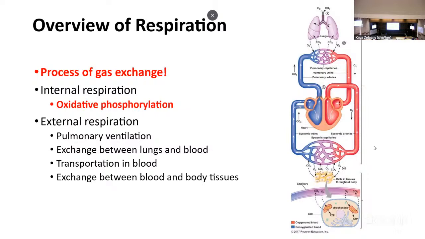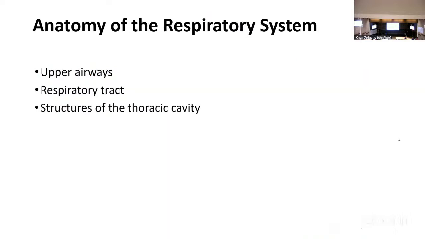So today, we're going to start by thinking about the respiratory tract and some of the big organs and parts of the organ system and some of their cellular structure that we're going to need to understand in order to understand all these processes involved in external respiration. We're going to start with the upper airways and the respiratory tract and some of these structures in the thoracic cavity, the chest area bounded by your rib cage and bounded by your diaphragm on the bottom.